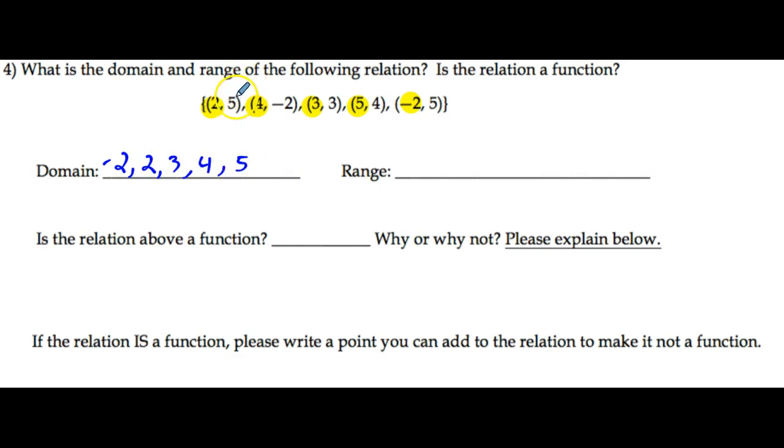And then our range is all of these y values in order. So 5, negative 2, 3, 4, and 5, again in order from lowest to highest. So that gives us -2, 3, 4, and 5. And though we have 2 5s, we don't list them as duplicates. We just write it the one time.